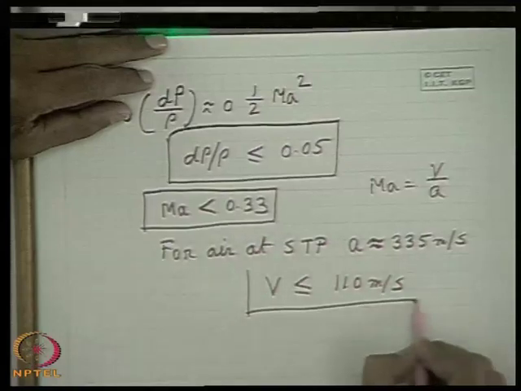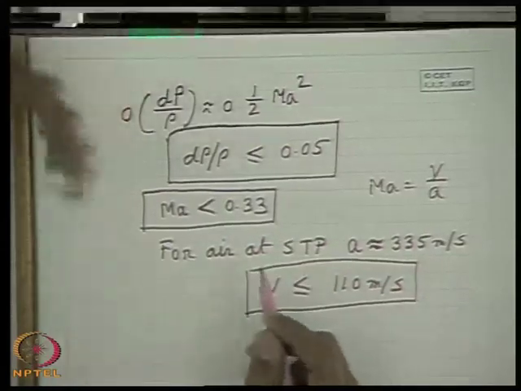So this serves as a thumb rule that for a flow of air at standard temperature and pressure, if the flow velocity is less than 110 meter per second, we can say that for this velocity at STP conditions, the change in pressure generated in the flow will not be sufficient to cause a 5% relative change in density. But this velocity of 110 meter per second depends on STP condition. This is derived from Mach number.